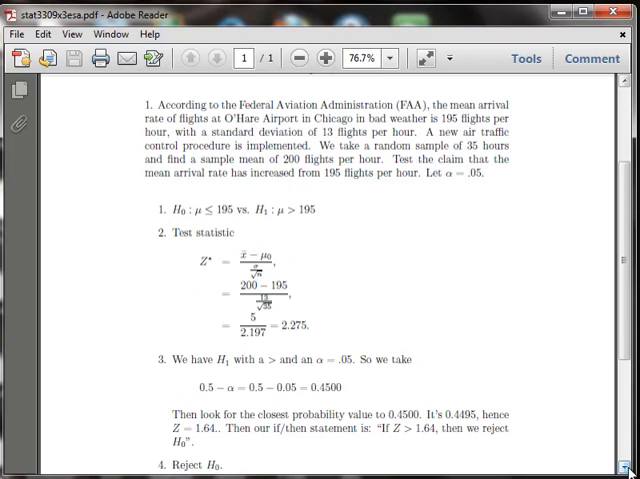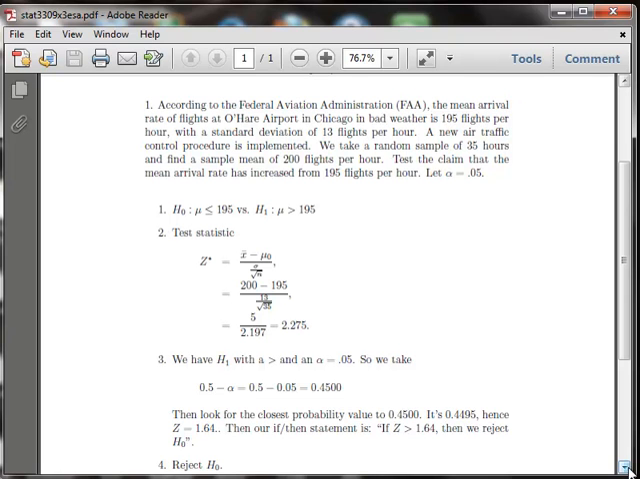Okay, so let's take a look at the test statistic. We know that the sample mean is 200, the n is 35, and we have a standard deviation of 13. So you're going to have 200 minus 195 in the roof, over 13 over the square root of 35 in the basement. That gives you 5 in the roof over 2.197 in the basement, which gives you 2.275.